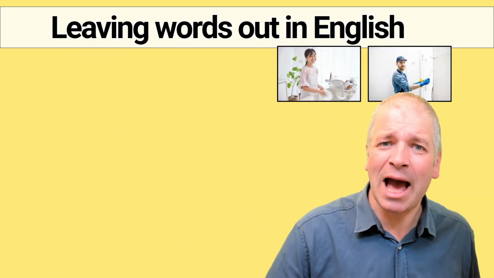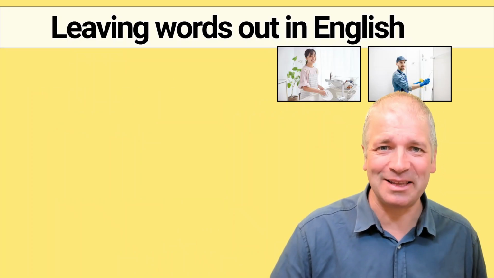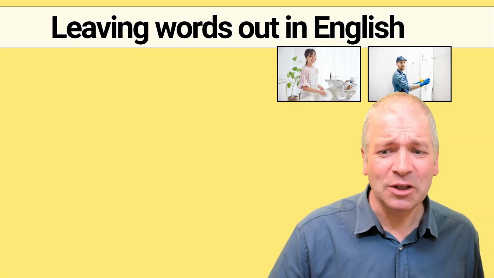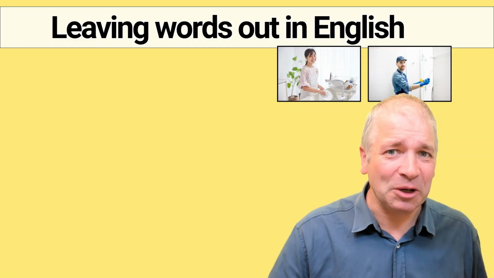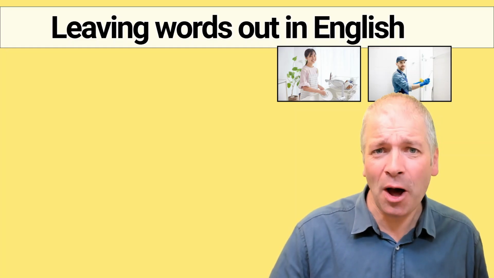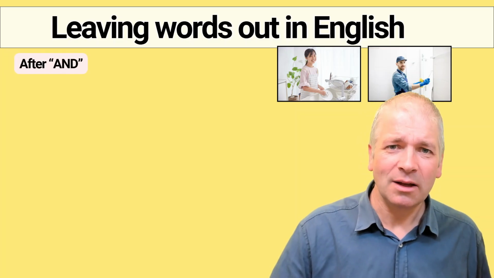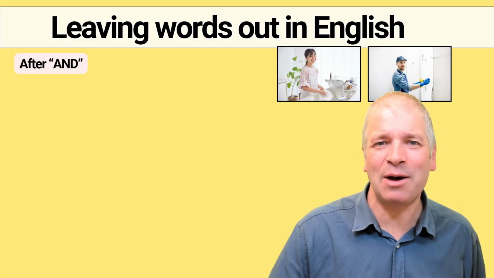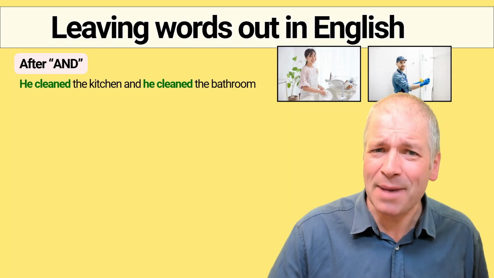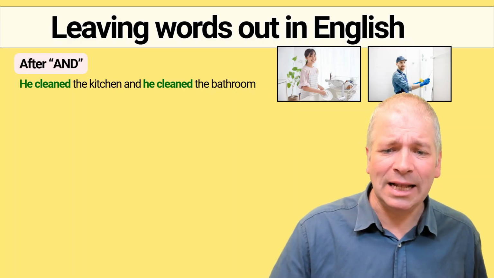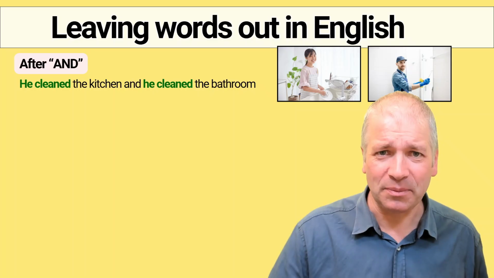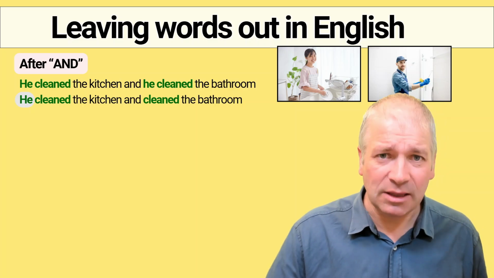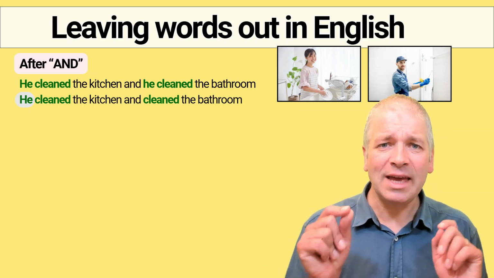We can also leave words out in English in these situations. What can you see in the picture? In the picture on the left, you can see a lady cleaning the kitchen. And on the right, there's a man cleaning the bathroom. Let's use the example of the pictures to create some sentences where we leave words out after and. So let's imagine we start off with this sentence. He cleaned the kitchen and he cleaned the bathroom. We could also say he cleaned the kitchen and cleaned the bathroom. And we leave out the word he.